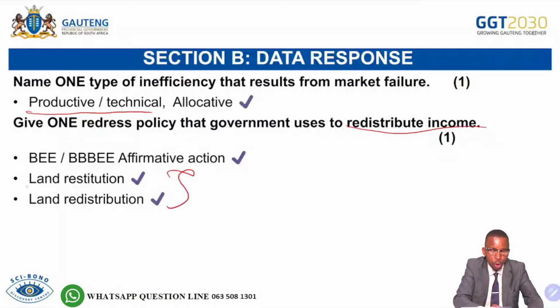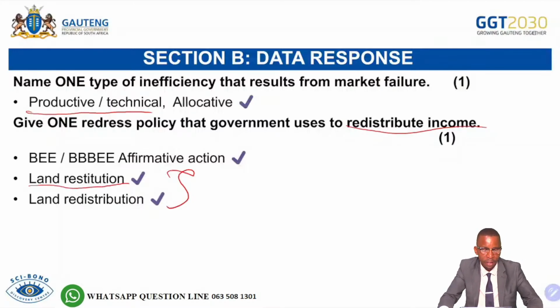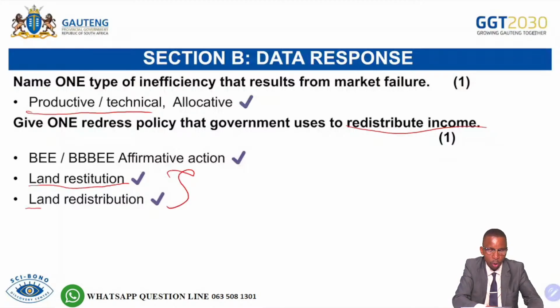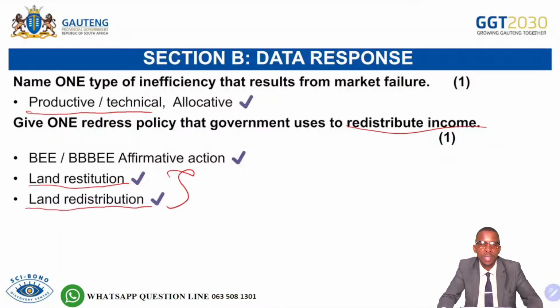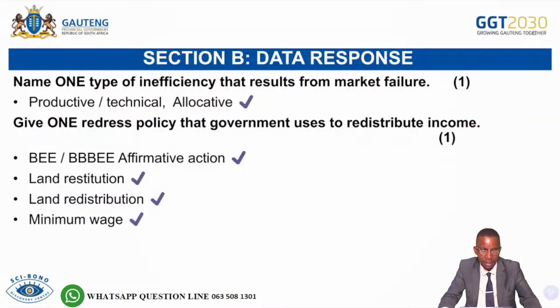Remember, if we talk about land restitution, we refer to the situation whereby the state intervenes by giving financial or monetary compensation to people that lost their land forcefully during apartheid. And then land redistribution is all about giving back land to those people that lost it, for the sake of settlement, business purposes, etc. Minimum wage also is a part of redress policies, because it is trying to reduce imbalances that occurred in the economy, imbalances of the past.